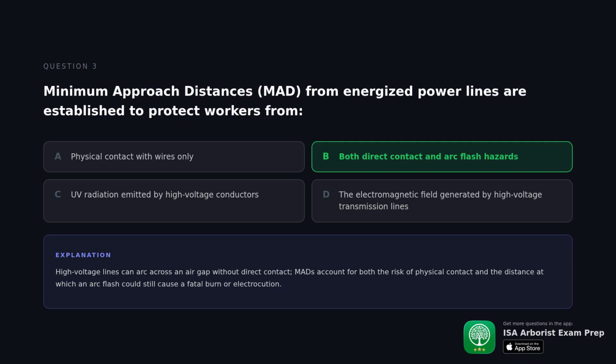The correct answer is both direct contact and arc flash hazards. High-voltage lines can arc across an air gap without direct contact. MADs account for both the risk of physical contact and the distance at which an arc flash could still cause a fatal burn or electrocution.